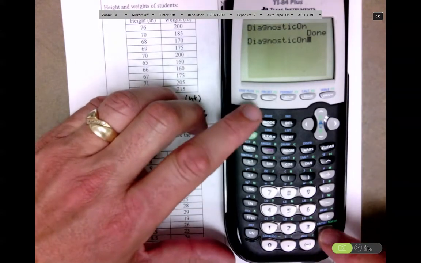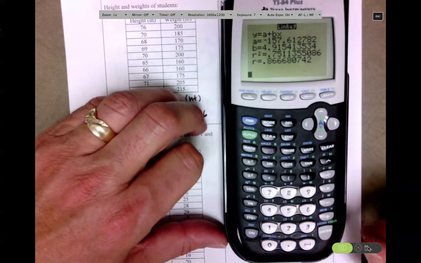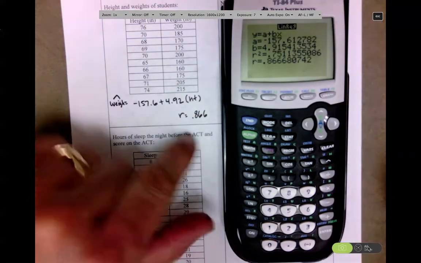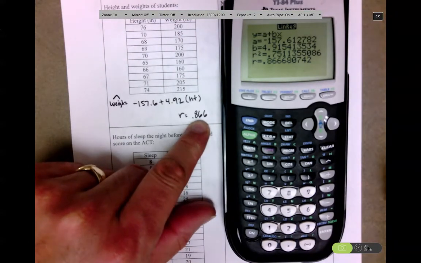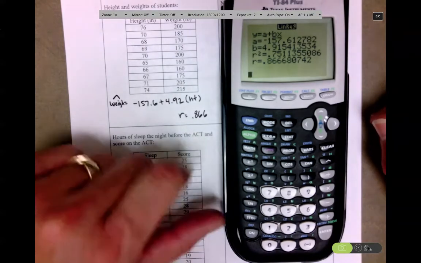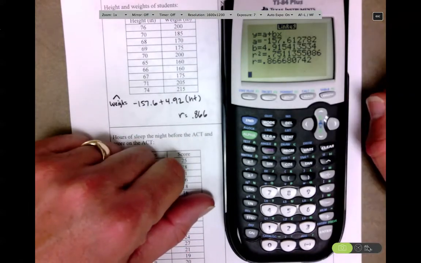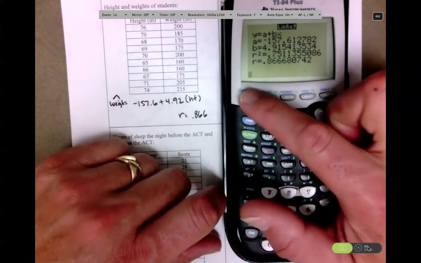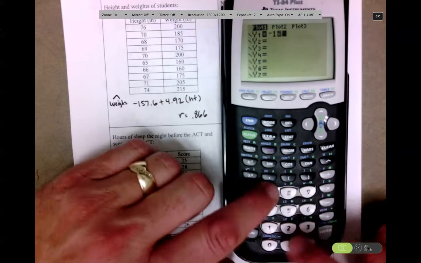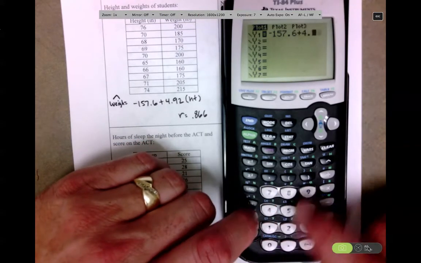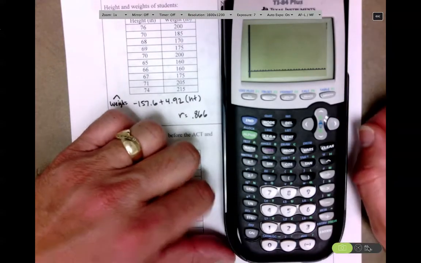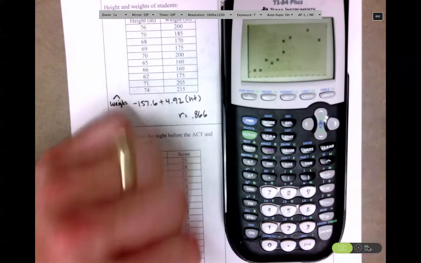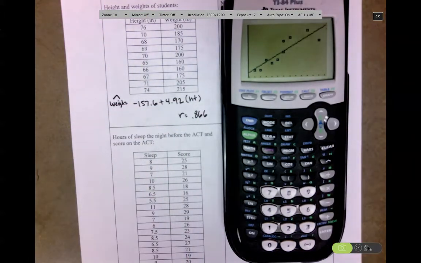All right, then if you run that same command again, the linear regression, then you should see the r and the r squared. The r was 0.866. So that's a nice way to do this. And then the other thing that I want to do is take a look at how this line looks compared to the data. So if I go to y equals, I can type in -157.6 plus 4.92 times x, and then graph it. Or actually I need to do a zoom 9. Zoom 9. All right, so there's my line of best fit, and that's exactly the same line the computer gave me.